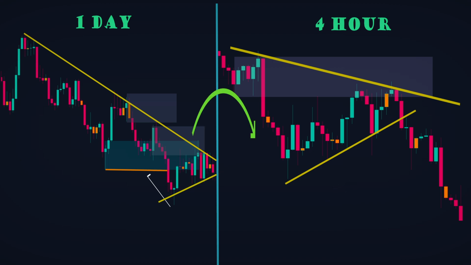If we look at the trend line in a bigger time frame, it appears imperfect. However, when we switch to a lower time frame, it appears more accurate and clear. This helps us identify trends more easily and reduces the chances of fake breakouts. Now we need to trade based on lower time frames.